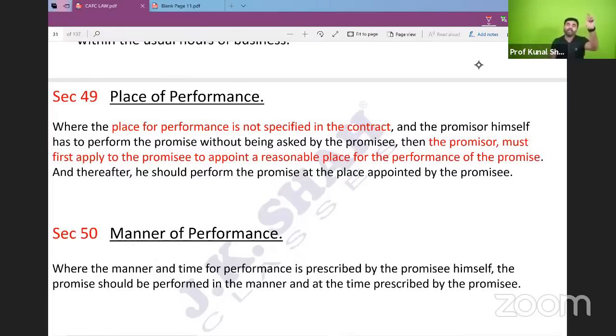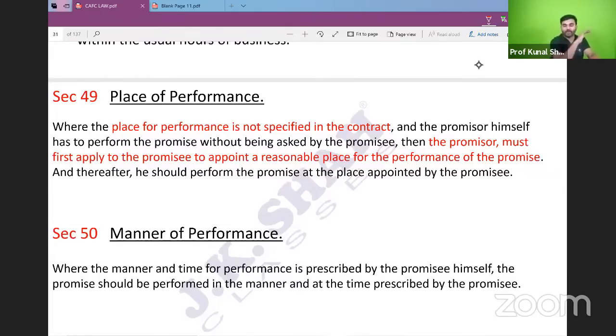But sir, if the place of performance was not specified, then law says the promisor will go to the promisee and say, please tell me at which place should I perform. The moment the promisee tells about the place, the promisor will perform at that place only. So, if the place of performance is specified, perform at that place.